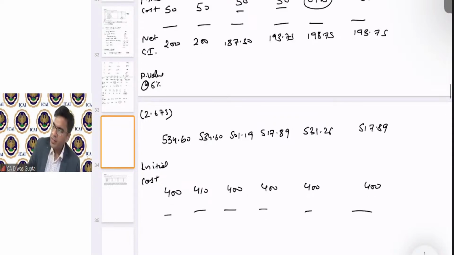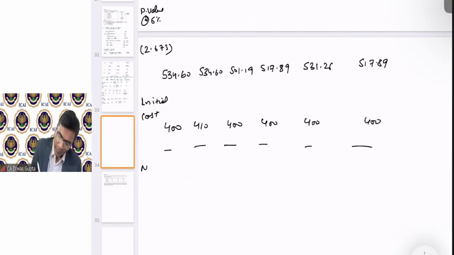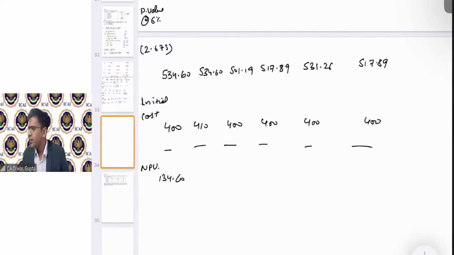So if we reduce this, we arrive at NPV. So the base case NPV, any which ways we have already calculated above. So that amount is 134.60. Perfect. Thank you, Tanisha. Shailesh is also saying done, sir. Very good, Shailesh and Tanisha.